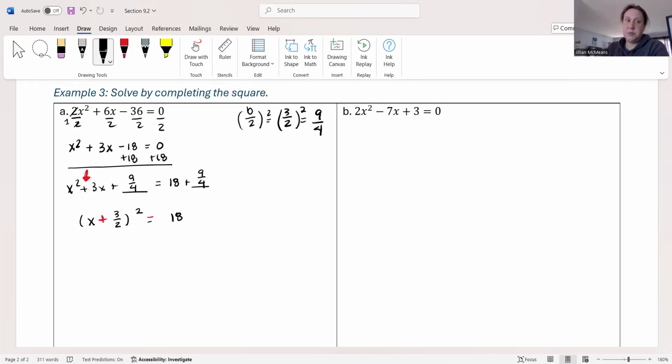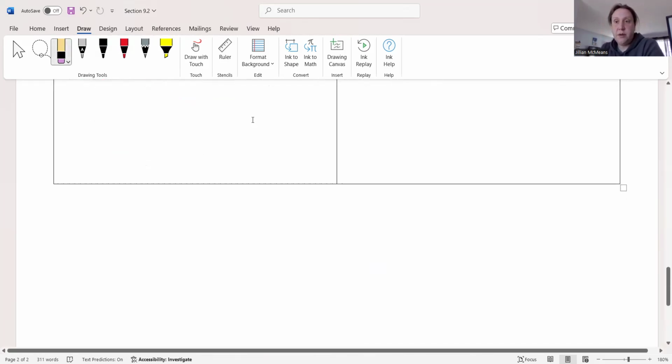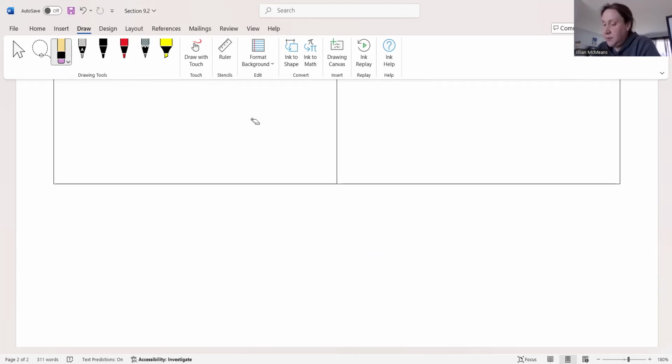So let's actually do some side work for that. Let's figure out what 18 plus 9/4 is. We can scroll down here a little bit, and we have 18 plus 9/4. Well, I'm going to treat this as 18 over 1. So what I need to do here is find an LCD. The LCD is 4, okay?